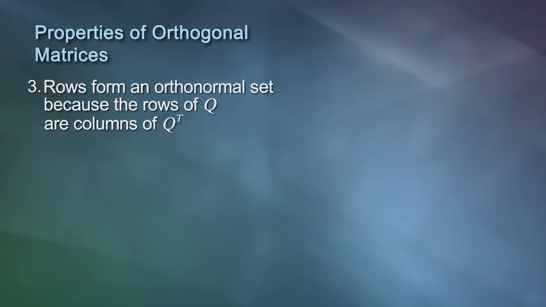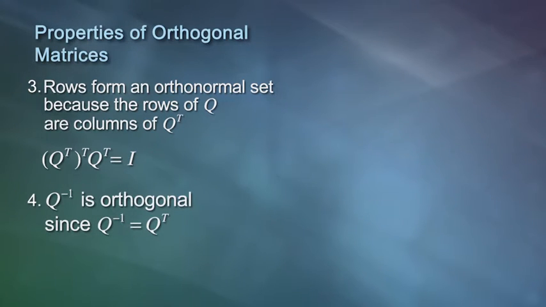Another property of an orthogonal matrix is that the rows form an orthonormal set like the columns do. This is because the rows of Q are columns of Q transpose. And we already know that Q transpose inverts Q. So Q transpose Q is the identity matrix, which is the same as saying Q transpose transpose times Q transpose is the identity matrix. That shows Q transpose is orthogonal. This also establishes a fourth property, that Q inverse is an orthogonal matrix because Q inverse is Q transpose.